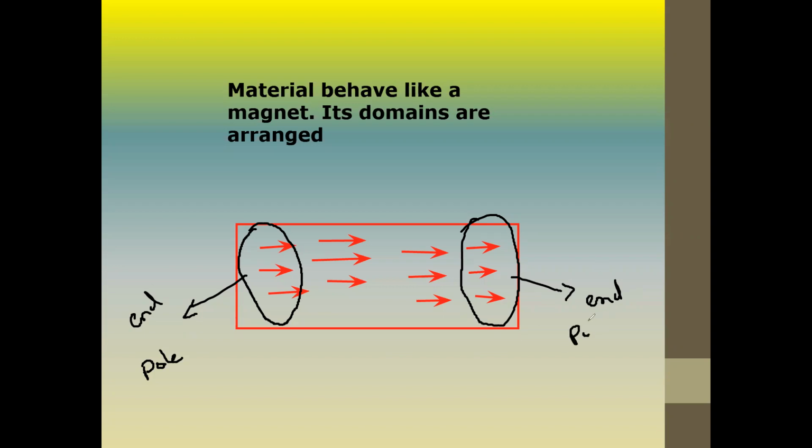So we call those ends as poles. For every magnet, north and south are opposite of each other. As you can see, when we draw the directions, we say north, south, east, west. So when we draw the poles, if one of the poles is a north pole, then what is the opposite of a north pole? The opposite pole refers to the south pole.